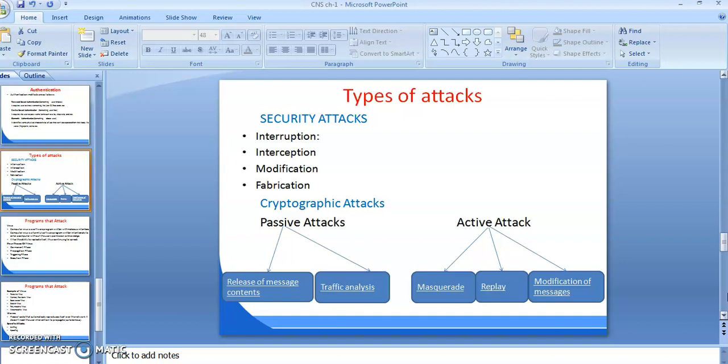A masquerade attack is caused when an unauthorized entity pretends to be another entity. Masquerade comes from the word mask, right? Here, one unauthorized person behaves like an authorized person and tries to access the data. That is the masquerade.